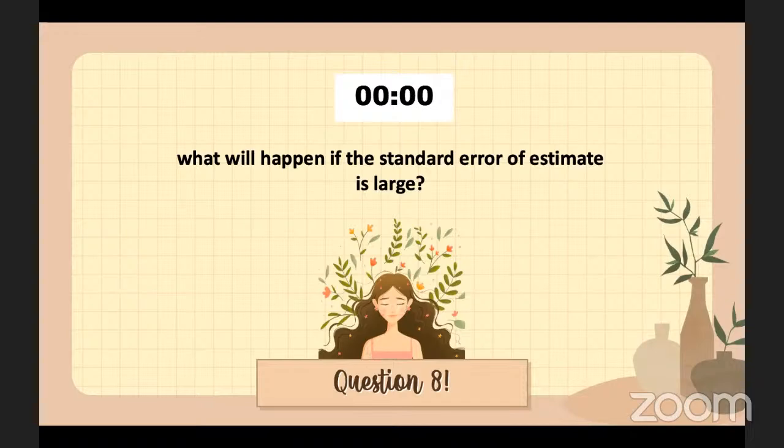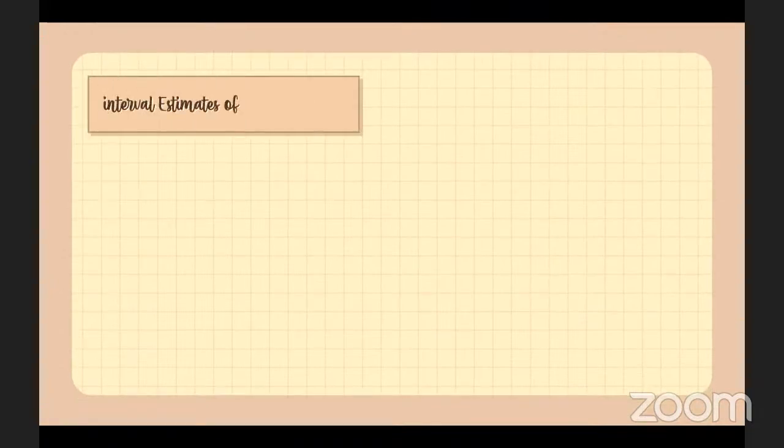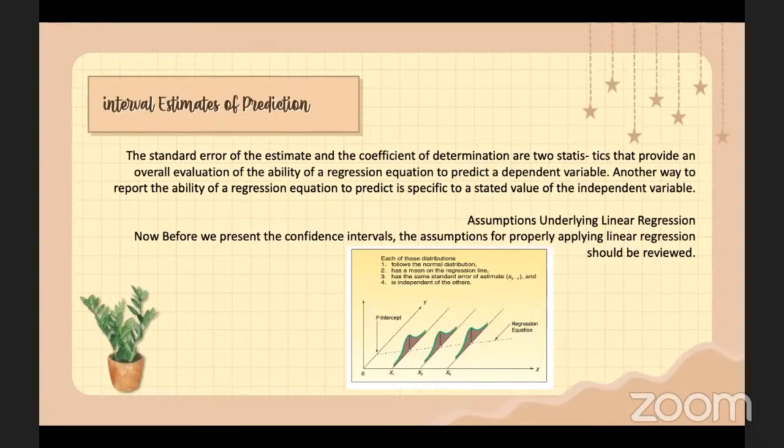Time is up. Now we move on to the interval estimates of prediction. The standard error of the estimate and the coefficient of determination are two statistics that provide an overall evaluation of the ability of a regression equation to predict a dependent variable. And another way to report the ability of a regression equation is to predict at a specific value of the independent variable.